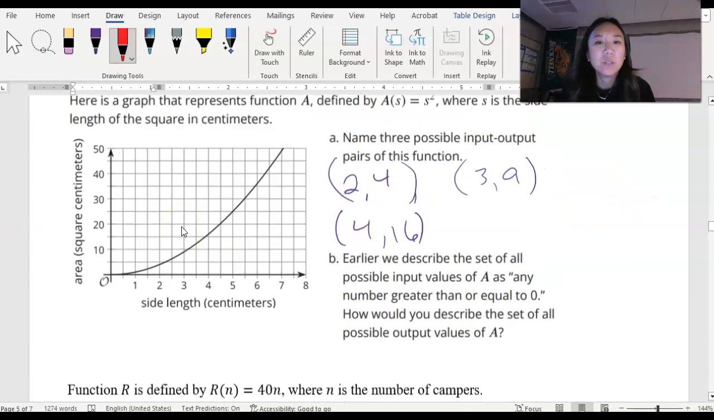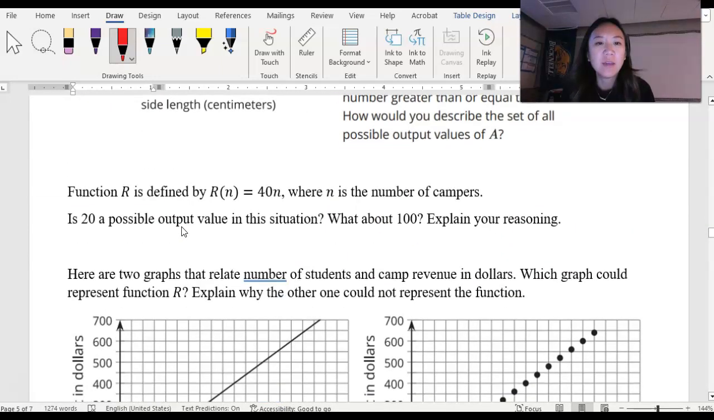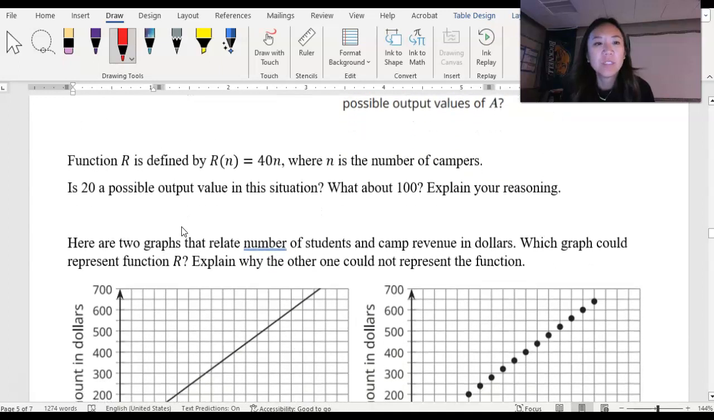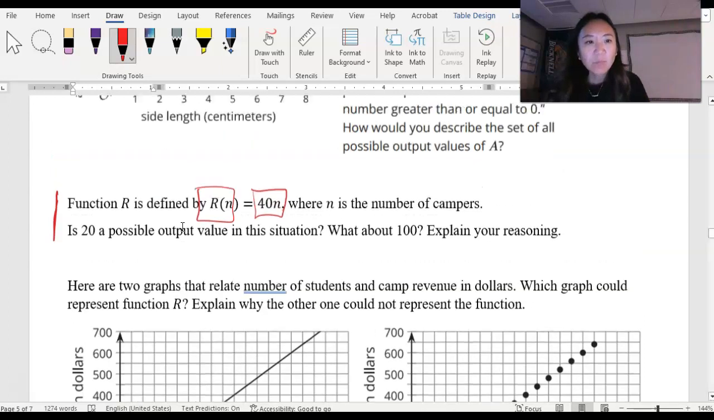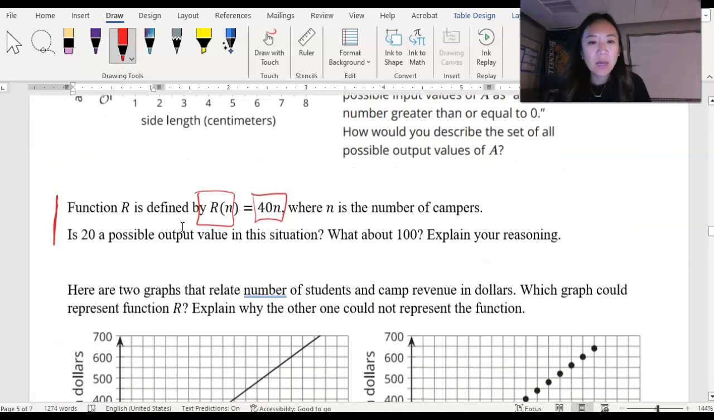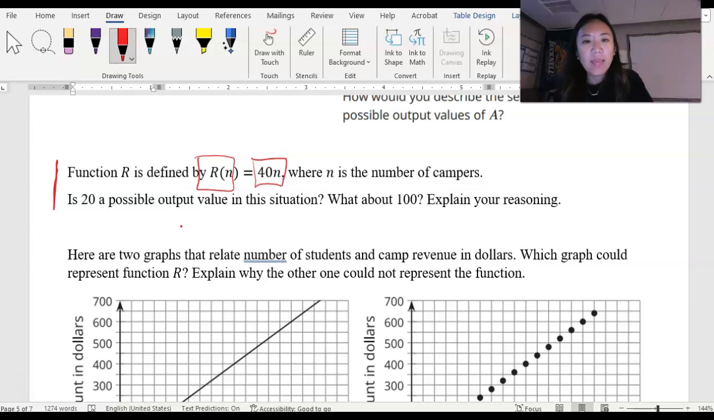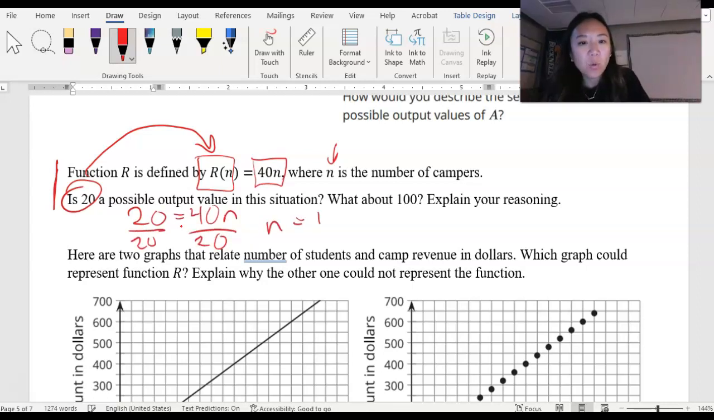All right, so I am going to go over parts of the classwork now. We're going to start with this campers piece. And it says function r is defined by r of n equals 40n. So the r of n is what we are getting as an output, and then 40 times n is where n is the number of campers. So is 20 a possible output? So if we were to look at output, we're replacing r of n. So 20 equals 40n. If we were to calculate this, then we would get n equals 1/2.